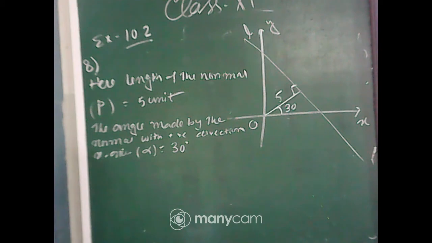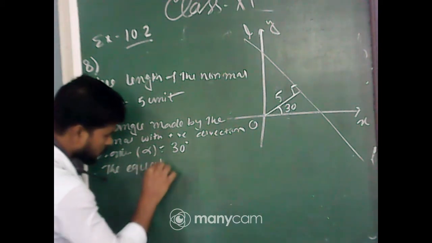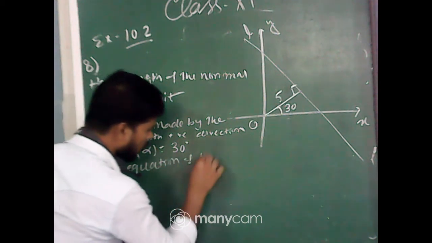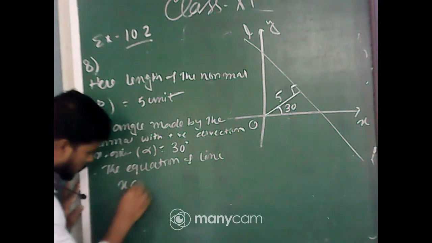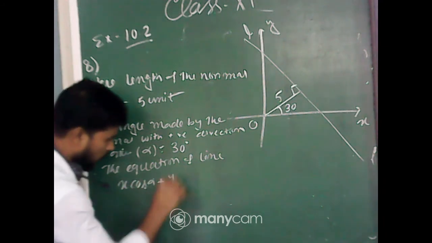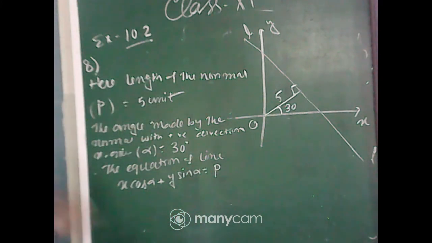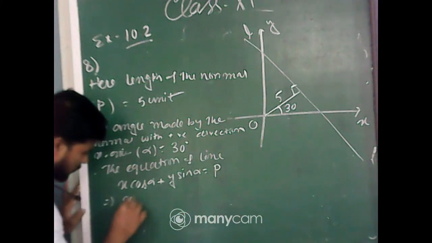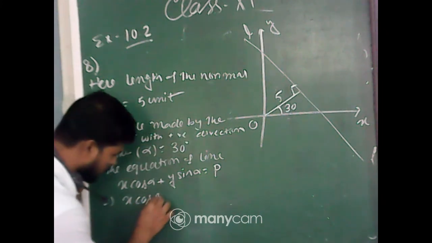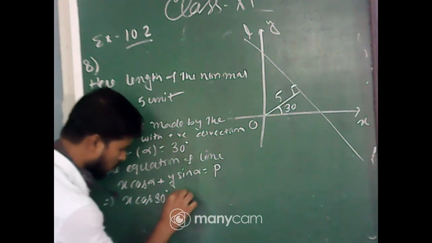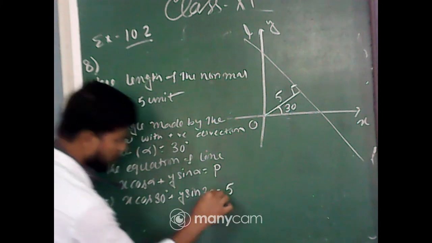So the equation of the line will be, write the formula, x cos alpha plus y sin alpha is equal to p. This is the normal form of a straight line. Put the values. What is the value of alpha? According to the problem it is 30 degrees. So x cos 30 degrees plus y sin 30 degrees is equal to 5, because the value of p is 5.